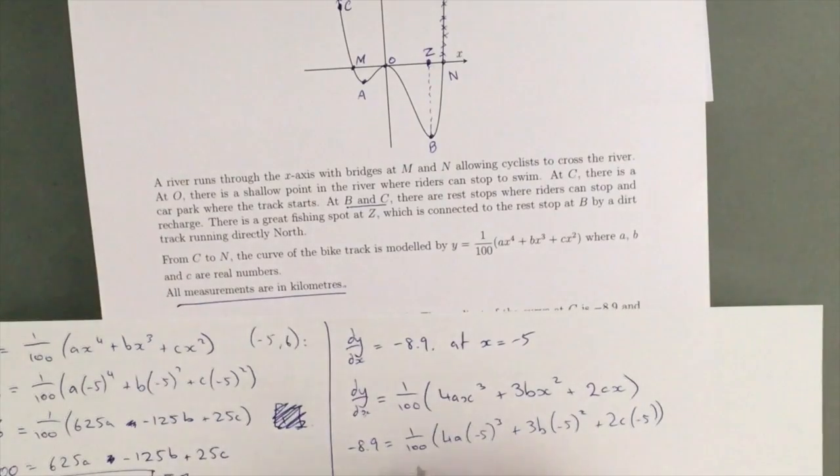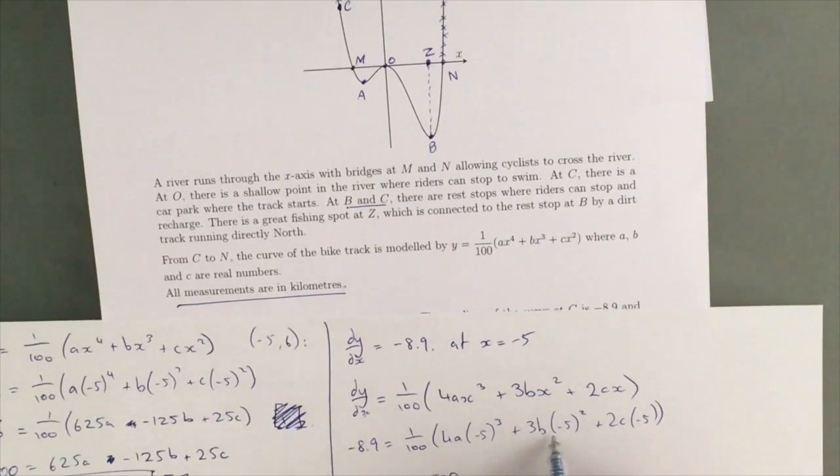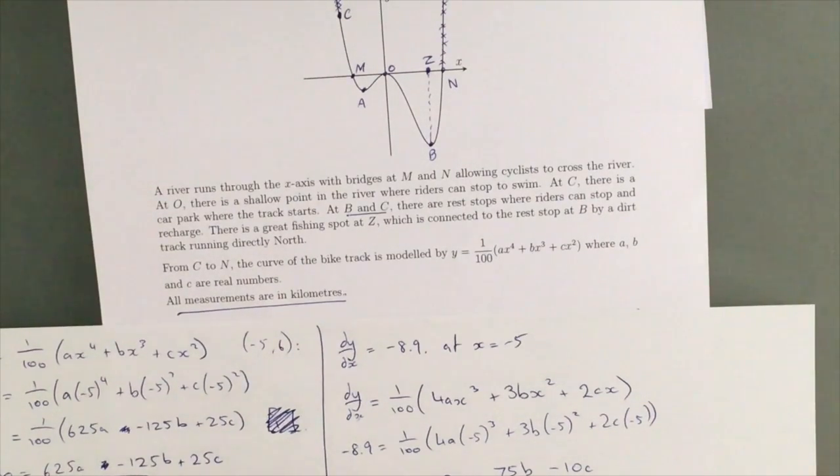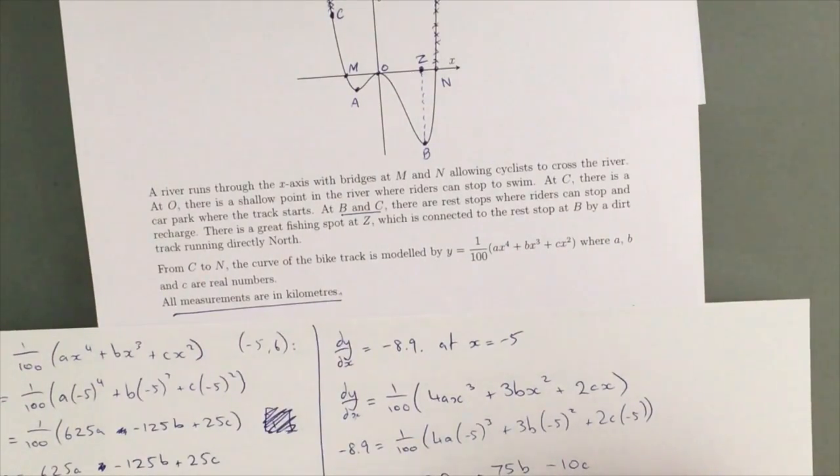890 equals negative 125 times 4, which is negative 500a, plus 3b times 25, which is 75b, take away 10c. Here we can divide both sides by 10. So we get negative 89 equals negative 50a plus 15 on 2 b, take away c, and this is our second simultaneous equation.